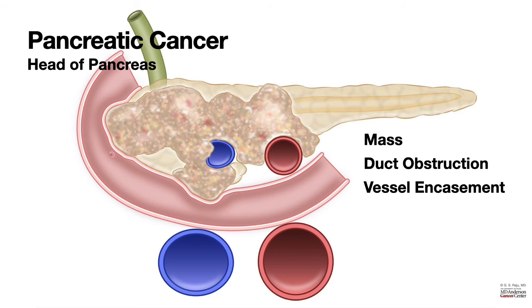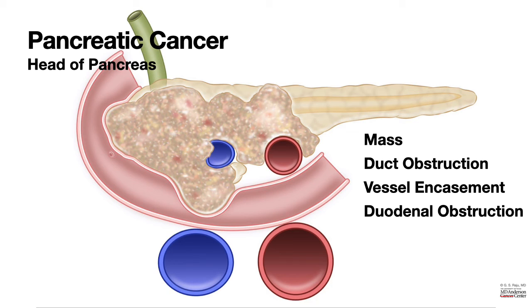When there is vessel encasement, then results of surgery are extremely poor, and surgeons may defer doing surgery. In those cases, sometimes they try to do preoperative chemoradiation to see if they can kill off the cells around the vessels before they take the patient for surgery. As the tumor extends further and spreads further, it can cause duodenal obstruction.